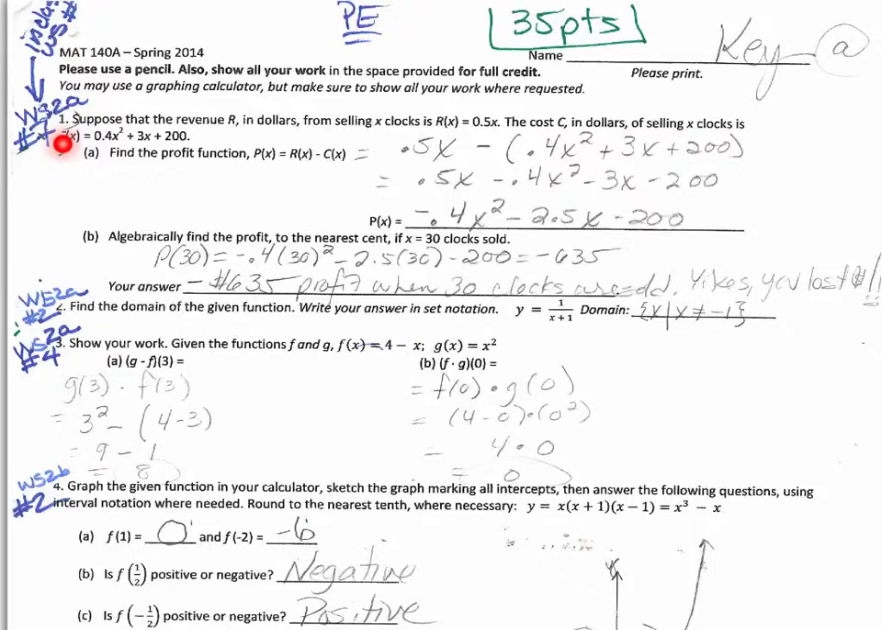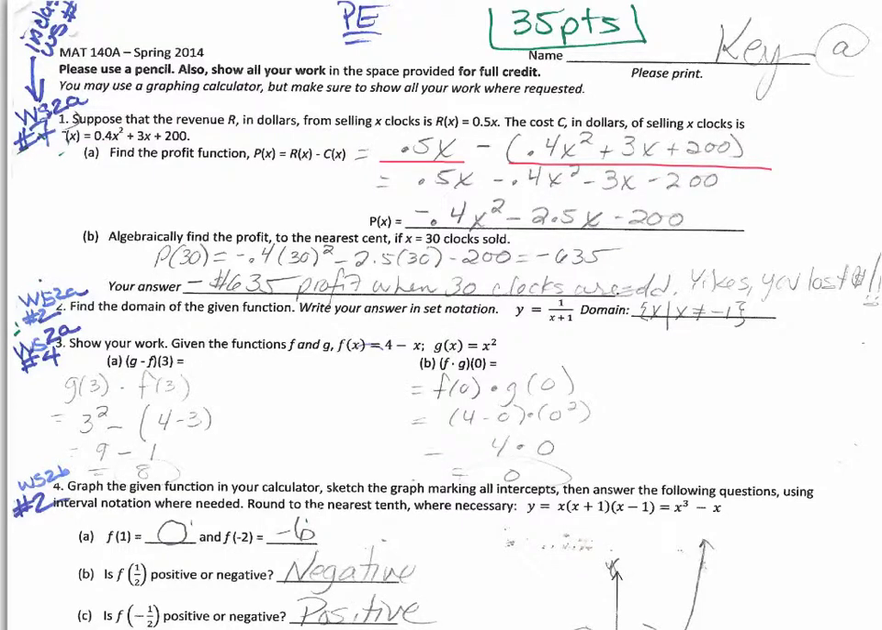Suppose the revenue in dollars is from selling clocks and they give you some function, and the cost C dollars of selling clocks, and here's the function C. They want you to find P of x, which is the revenue minus the cost, so profit. What do you get? That's revenue. Take off what you have to pay out, that's cost, and that's what your profit is. So we have here, this is the revenue function, and then minus the cost function.